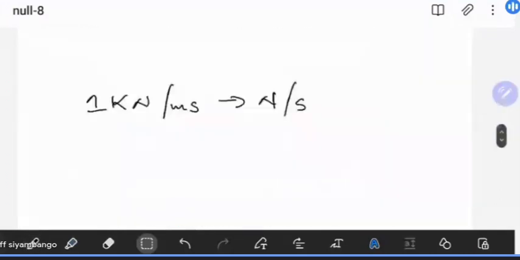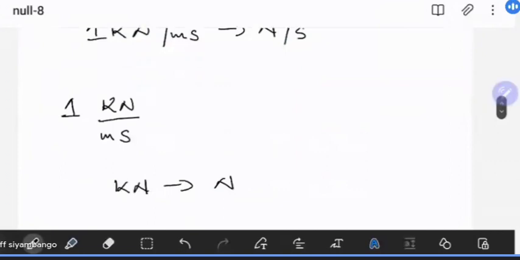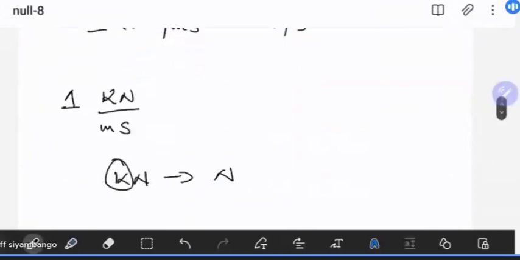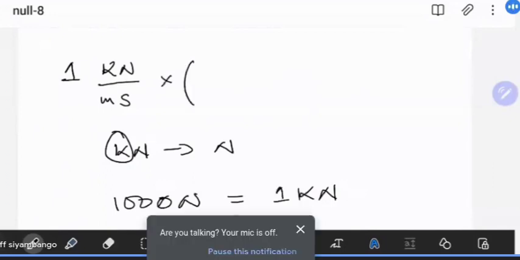So how does it work? First step, write the units as a fraction and then understand the relationship. In the first step, I want to convert the kilonewton to newton. So I need to understand how many newtons make a kilonewton. Kilo represents 1,000. So if I had 1,000 newtons, this would be equivalent to 1 kilonewton. For this one, it's very straightforward. I can just get the 1,000 newton and put it where I have a kilonewton because they're equivalent.